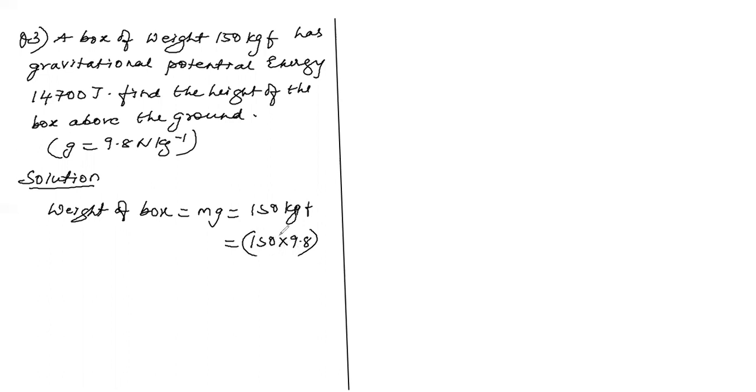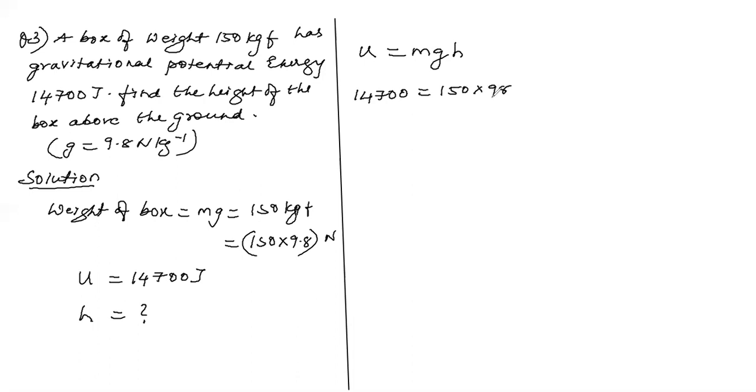So I keep it like this. I don't multiply, it becomes newton, okay? This is the weight of the box. Then they are giving the total potential energy U as 14,700 joules. And they want me to find the height. Naturally, children, there is no formula for height, but there is this formula for U, gravitational potential energy. So U is equal to mgh, children. So U is 14,700. This mg is 150 into 98 upon 10, that is 9.8. I just write it like this, into h.